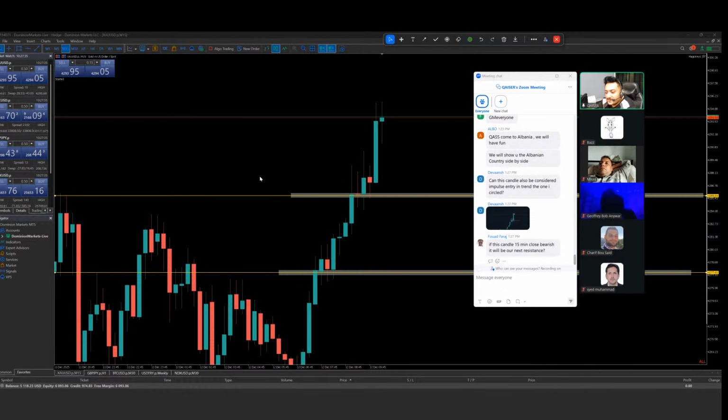I personally find futures better than forex trading. Okay, we'll see. I will look at that one. If this kind of 50-minute close is bearish, it will be over the next resistance. Yes. So Devance sent me the chart.